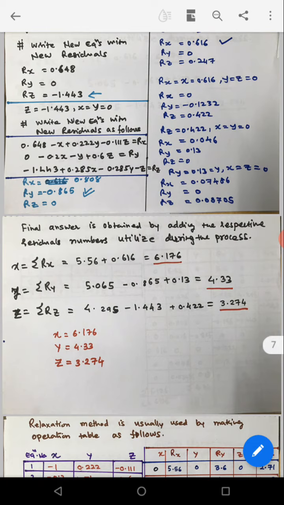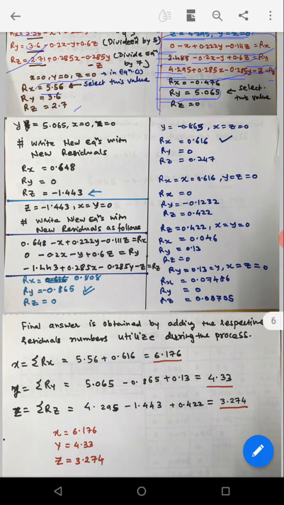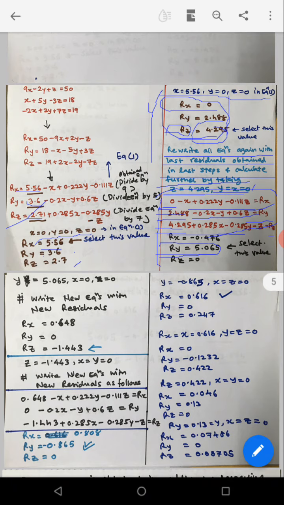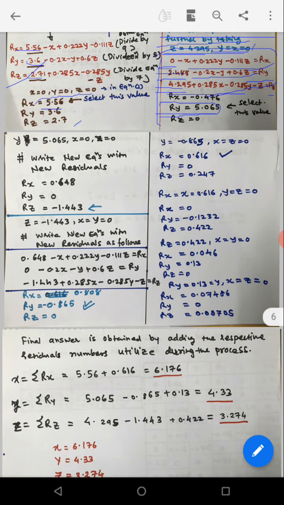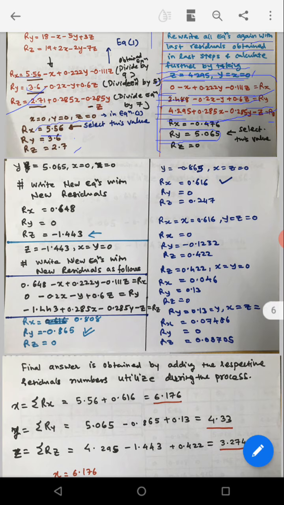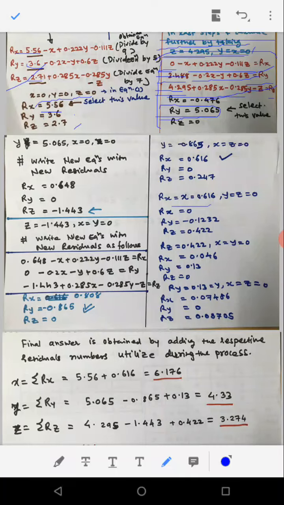So for the final answer, as I told you, collect all values of the x residual you have picked up. For example, in the first case we have picked up Rx as 5.56. Then in another case we have picked up x as 0.616. You can see here 0.616. So adding only two times we have taken x equal to Rx. So we are adding up to get the final answer.